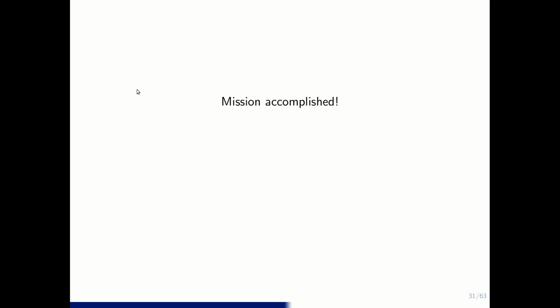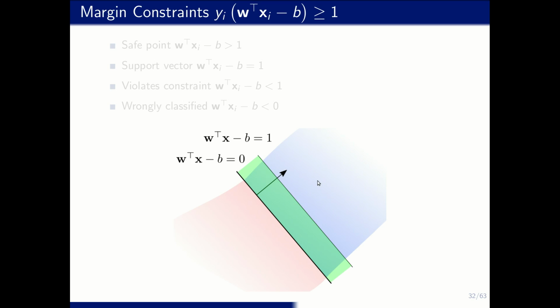So great, mission accomplished. But wait, we always assumed linearly separable data. So what if this doesn't happen? What if our data is not linearly separable? This is actually a pretty strong assumption to make. So what do we do in this case? In order to answer this question, let's look again at our margin constraints: yi times w transposed xi minus b larger or equal to 1.